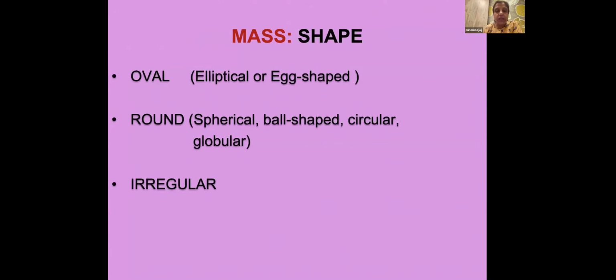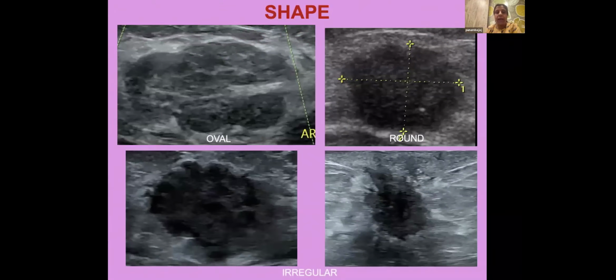So let's start with the first descriptor, which is shape. Now, the shape can be oval or egg shape, as we see here. As of now, we include 2 to 3 gentle lobulations that you may see on the surface within the oval shape. Round means that the anterior-posterior and side-by-side diameter is more or less the same. We know what round is, or ball shape, and anything which does not conform to oval or round is considered to be an irregular shape.